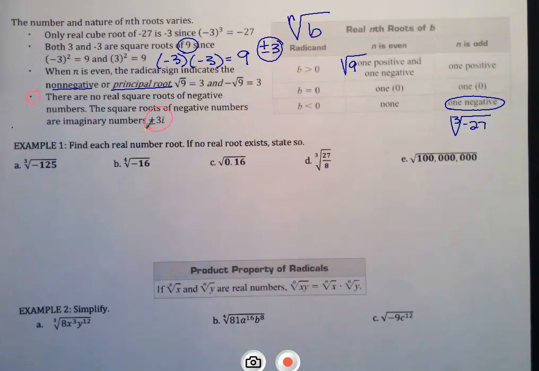So A and B are both going to be imaginary. Well, not necessarily, because I thought it was just saying that there's no real square root. This is a cube root.